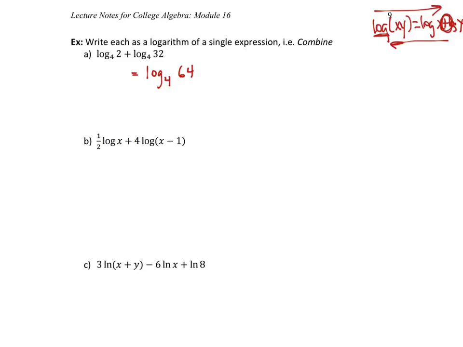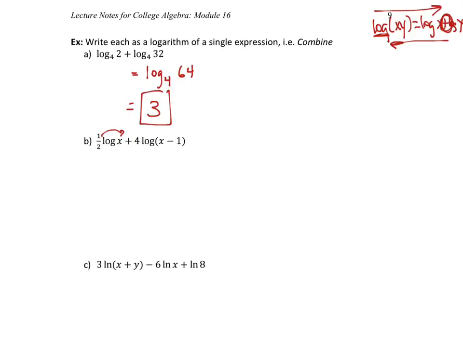And you can see how that helps us in this case, where I couldn't take log base 4 of 2 without a calculator, or log base 4 of 32 without a calculator. I can do log base 4 of 64. That's just 3, because 4 raised to the third is 64. That's your final answer. And all of your properties can work in reverse.